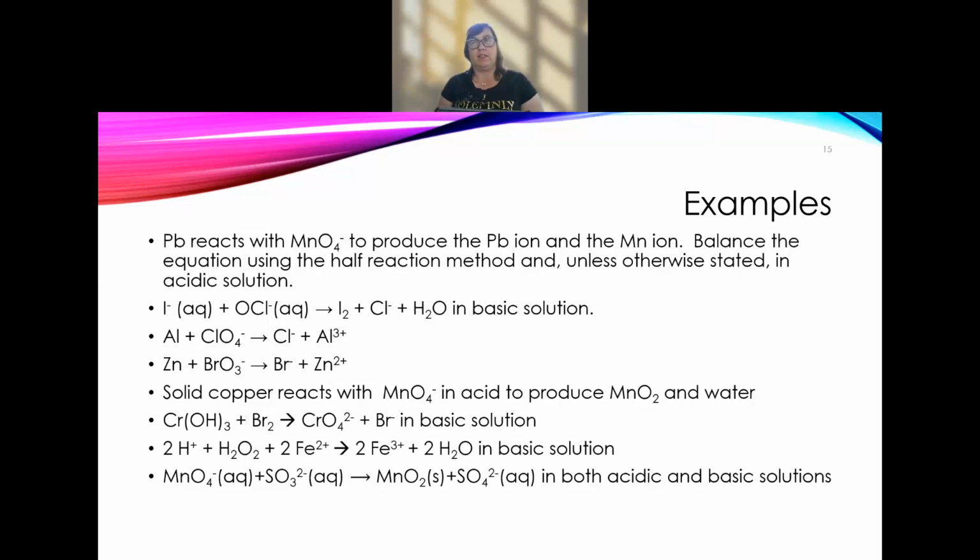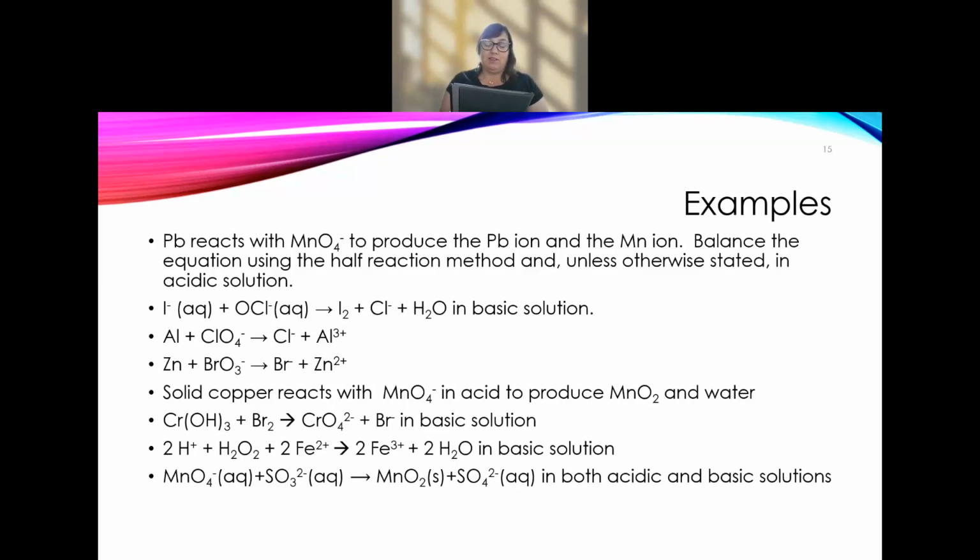So we're going to talk now about Zn plus BrO3 minus going to Br minus plus Zn2 plus. We have two half reactions. Zn goes to Zn2 plus, and BrO3 minus goes to Br minus. In my Zn, I don't need to worry about that until we get to the electrons. But BrO3 minus going to Br minus needs to be balanced for oxygen. Everything is okay with the zinc and the bromine. So when I balance the oxygen, I get BrO3 minus goes to Br minus plus 3H2O.